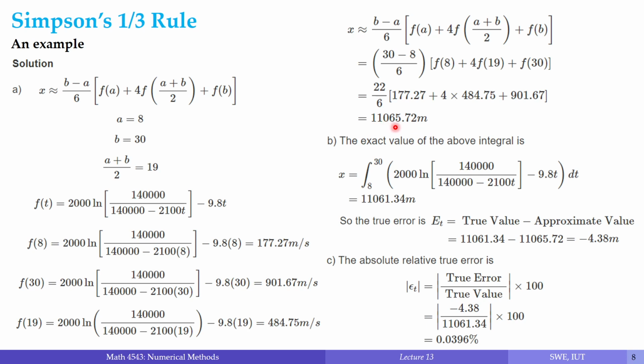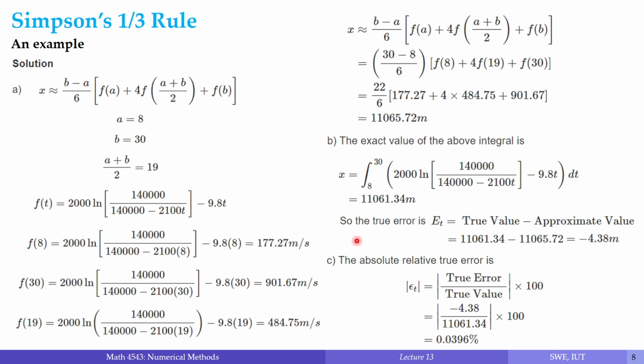If you have the time, you can analytically try to come up with the exact value of this integration. You'll see that the value comes to 11,061.34 meters. Okay, when solved analytically, this is the exact value. So now that we know the true value, we can find the true error, which is simply the difference between the true value and the approximate value. The approximate value we have already deduced, which was this. So we take the difference, and we find it to be minus 4.38 meters.